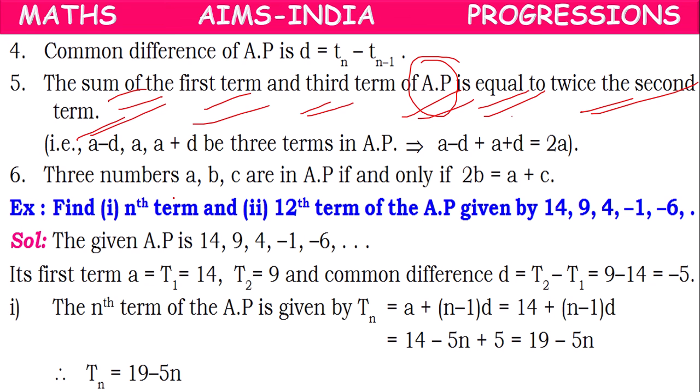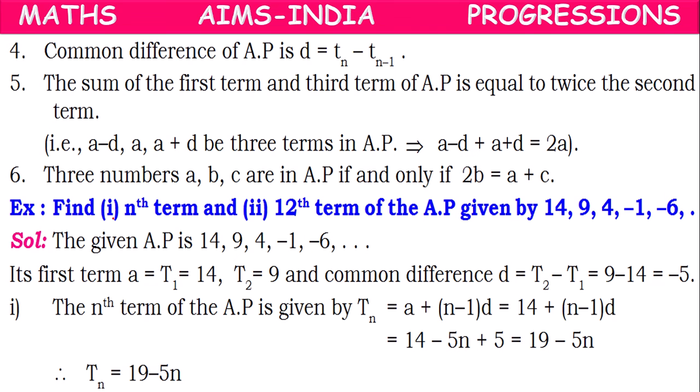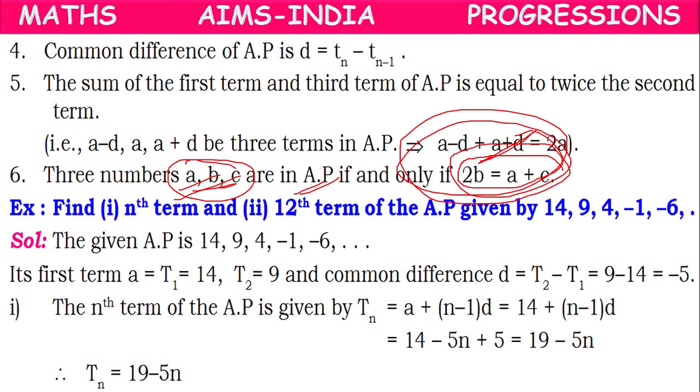So three numbers a, b, c can be in AP if and only if they satisfy this condition. What is the condition? a and c are the first and third terms, and their sum is equal to twice the second term. So 2b equals a plus c. Any sequence like a, b, c can be in AP if it satisfies this condition, 2b equal to a plus c.